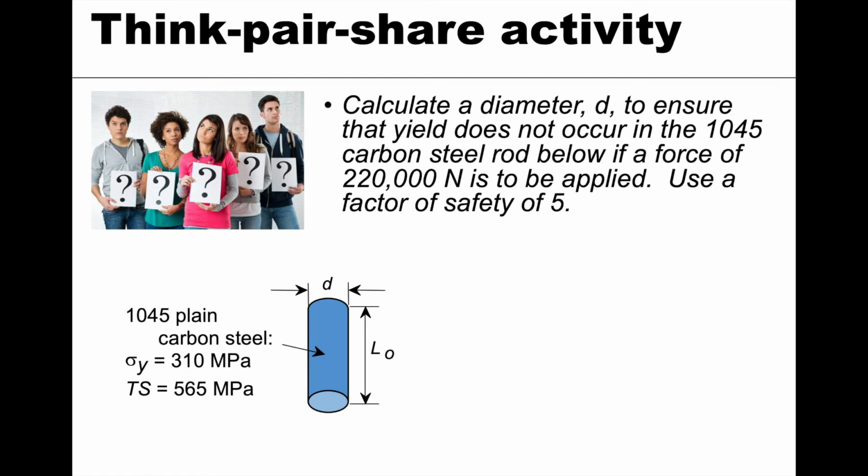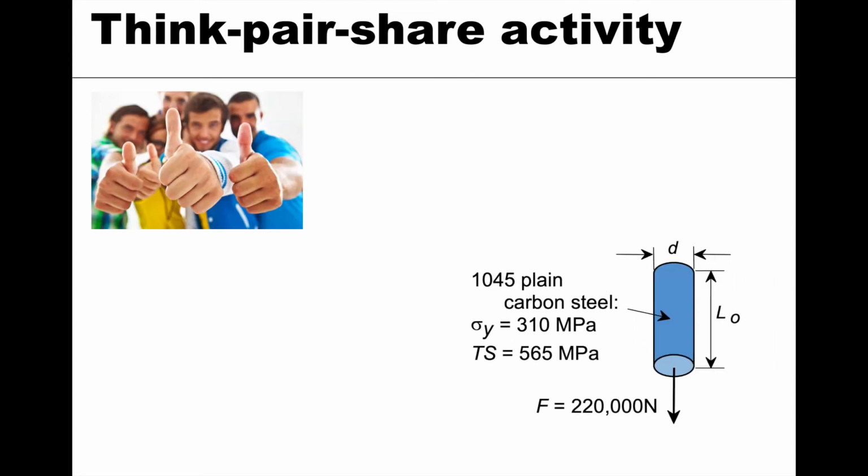That would obviously depend on the cross-sectional area, which would have the diameter. So if we want to set this up, we apply a force, and we also know our working stress, if we don't want it to yield, is going to be the yield strength divided by the safety factor. We can plug in the value for the yield strength from what we know about 1045 plain carbon steel.